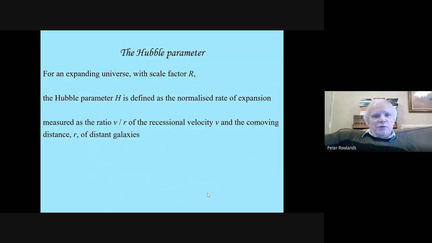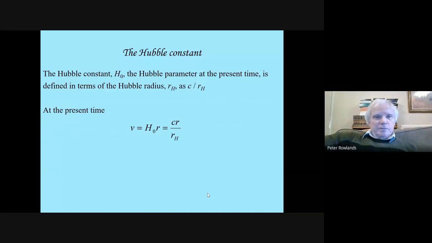Now, we need to do a few definitions. For an expanding universe with scale factor R, the Hubble parameter is defined as the normalized rate of expansion, which is the ratio of V over R, the recessional velocity over the co-moving distance of distant galaxies. So it's simply V over R. The Hubble constant is the Hubble parameter at the present time, because the Hubble parameter changes with time. And this is defined in terms of the Hubble radius, the radius of the observable universe, as the velocity of light c over R_H. At the present time, V equals H_0 R. V is proportional to R, and c R over R_H. Well-known formula.